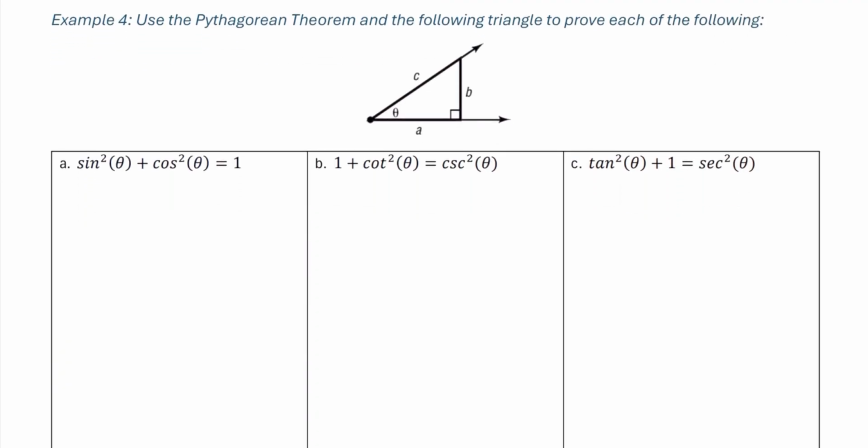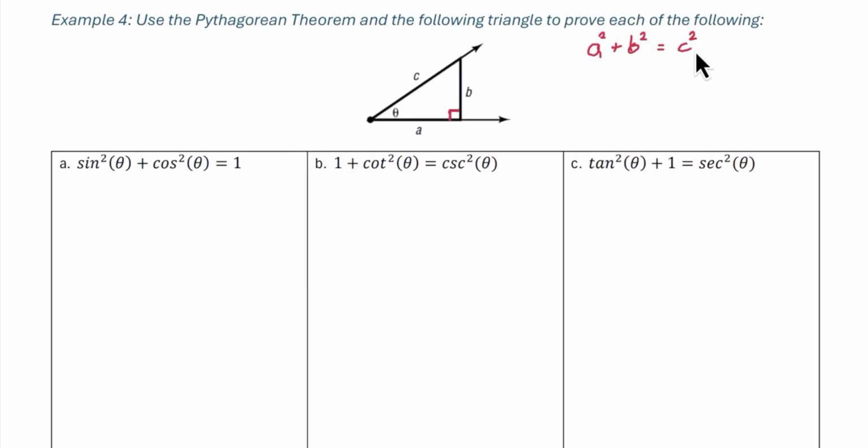In example 4, we want to use the Pythagorean theorem and the following triangle to prove each of the following. So we'll go through and prove these identities. Note that we have a right triangle denoted by this angle here. And the Pythagorean theorem states that a squared plus b squared equals c squared. That is where a and b are the legs of the right triangle and c is the length of the hypotenuse.